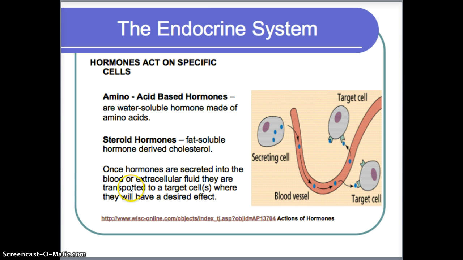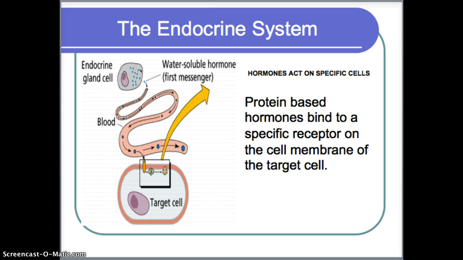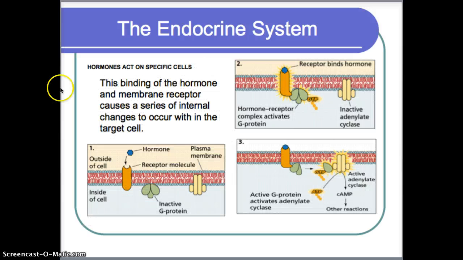So once the hormones are secreted into the bloodstream, they go to their target cells, and that's where they induce a response. And they do it in very specific ways. Protein-based hormones will bind to receptors in the cell membrane because they cannot diffuse through the membrane, since they are not fat-soluble. So they will bind to the membrane, and it starts a cascade. This is a general cascade that happens for all amino acid-based hormones. And then what happens after step 3 is specific to its hormone.